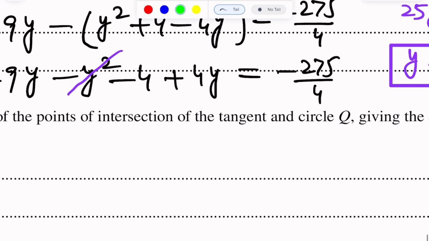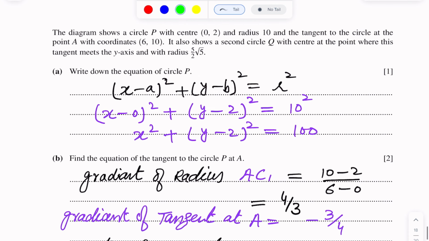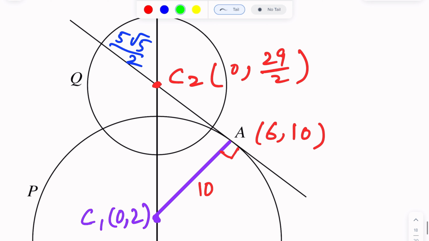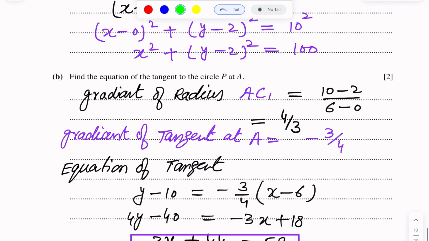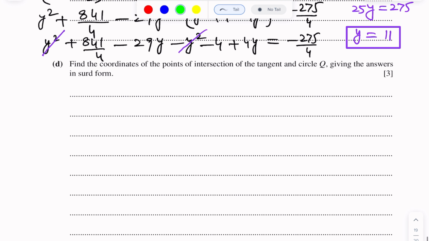We have to find the points of intersection of the tangent and the circle Q. This is the tangent. This line is a tangent, and this is the point of intersection of the tangent line and circle Q. We have to find the coordinates of these points of intersection. So in this question we also use the same process, simultaneously solving the equation of the tangent line and the equation of the circle Q.